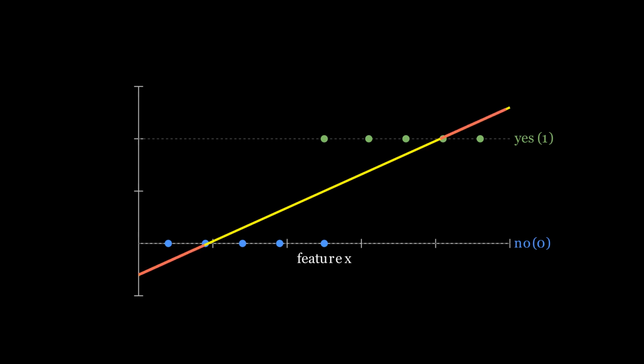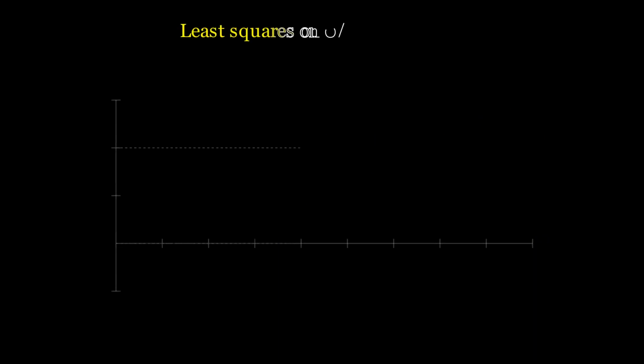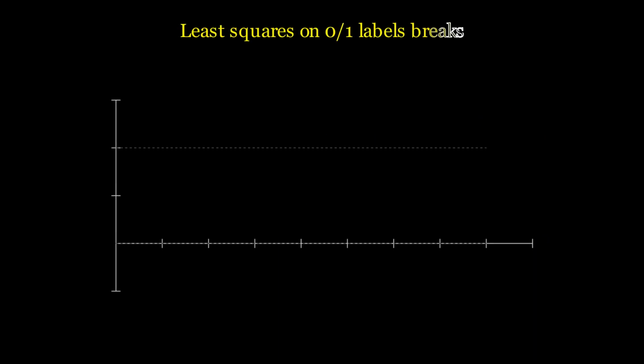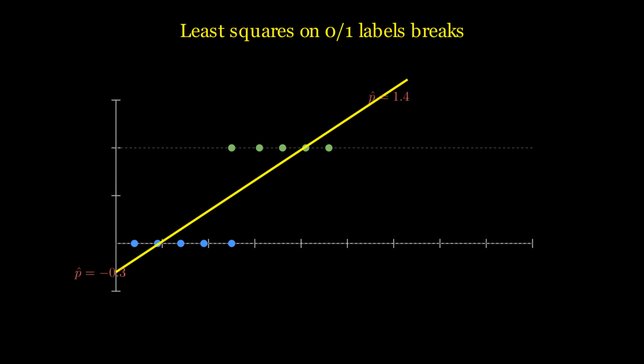A straight line shoots off to plus and minus infinity. How do you get a line to predict a probability that politely stays between 0 and 1? You might think just fit a least squares line anyway and read it as a probability. But it breaks in two ways. First, it predicts nonsense. Probabilities like minus 0.3 or 1.4, which don't mean anything.